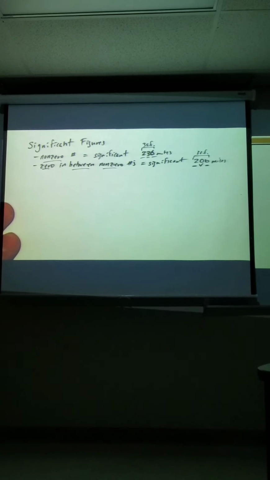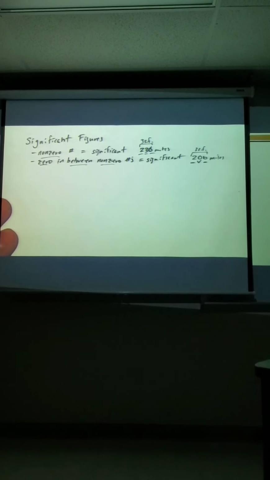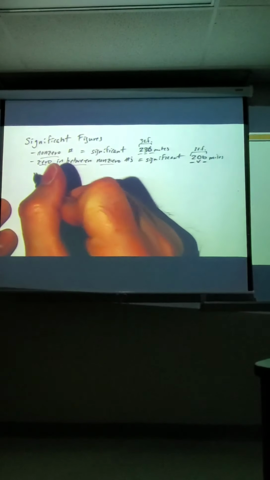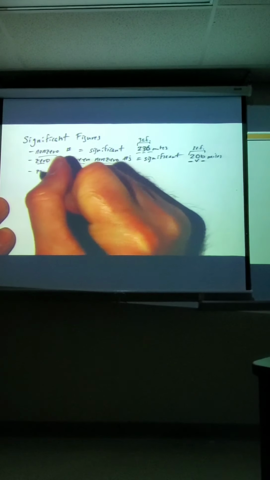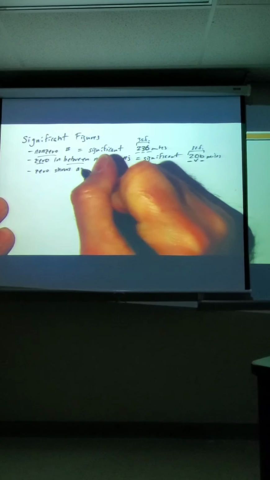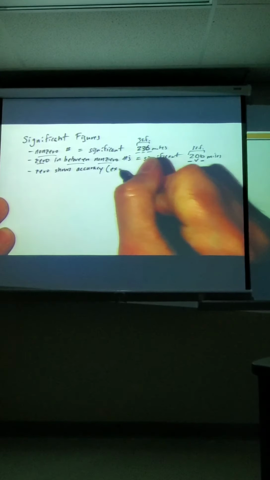So if you're surrounded by numbers that aren't 0, or if you're just a bunch of numbers that aren't 0, you're fine. And those would be easy answers. So how many sig figs do you have? Here's the issue though. If you have a 0 that shows accuracy, remember another word for accuracy is exactness.